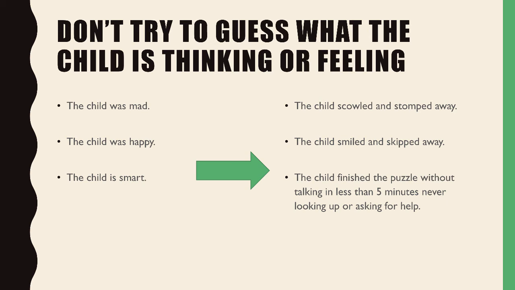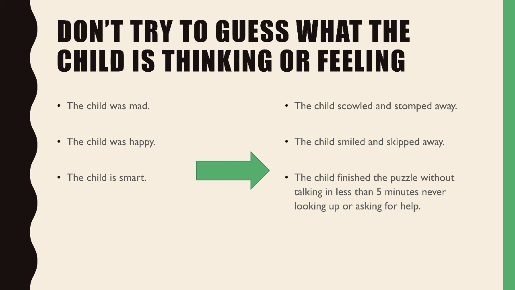The child was happy. I don't want to hear that. We don't want to read that. That's not helpful. That's your opinion. That's your analysis of that situation. Instead, what did you see? The child smiled and skipped away. The child is smart. Great. What's your definition of smart for a 5-year-old? That's not helpful, right? Instead, the child finished the puzzle without talking in less than 5 minutes, never looking up or asking for help.